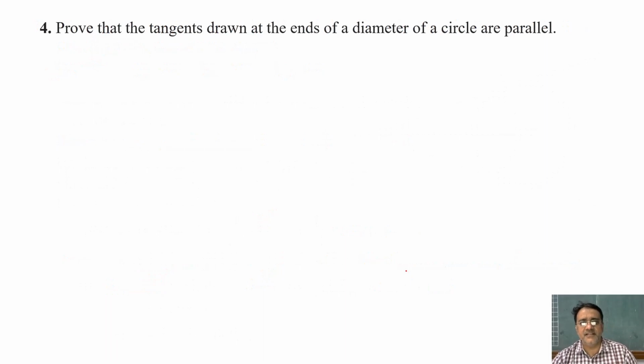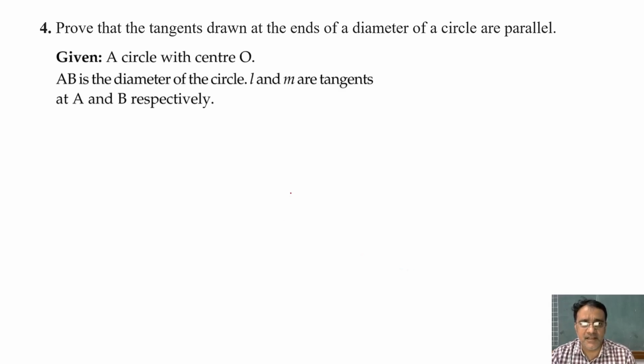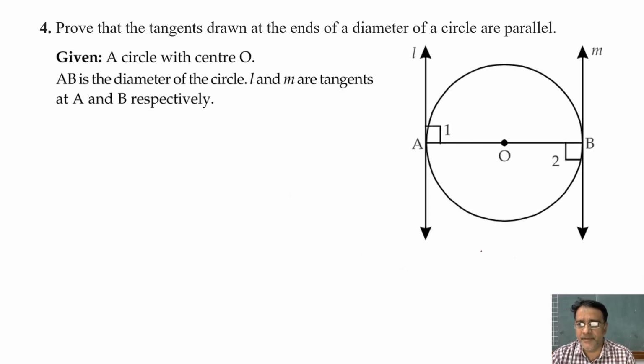Prove that the tangents drawn at the ends of a diameter of a circle are parallel. So given a circle with center O and AB is the diameter of the circle, and let L and M are two tangents at endpoints, that is A and B. And what we have to show is that these two lines are parallel. So for that, we have to show that this angle is 90 degrees and this angle is 90 degrees.